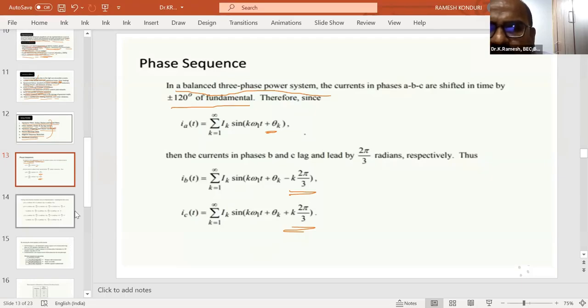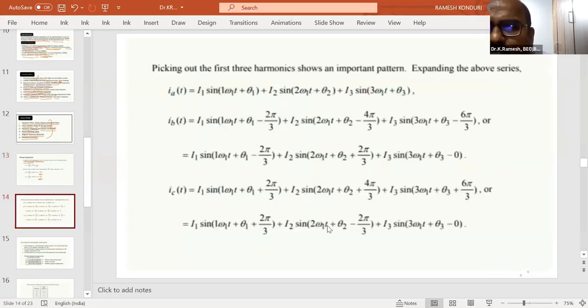Now, by using the Fourier expansion, if you expand the first three terms of all the three phases, this becomes I1 sin(omega 1 t + theta 1), I2 sin(2 omega 1 t + theta 2), I3 sin(3 omega 1 t + theta 3), and similarly IB like this, and similarly IC like this.